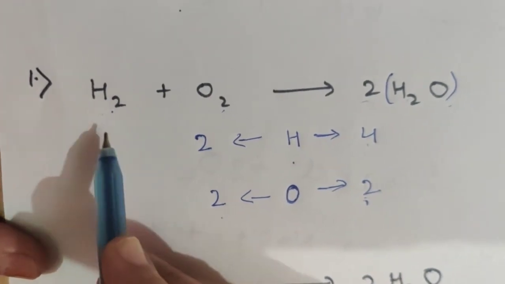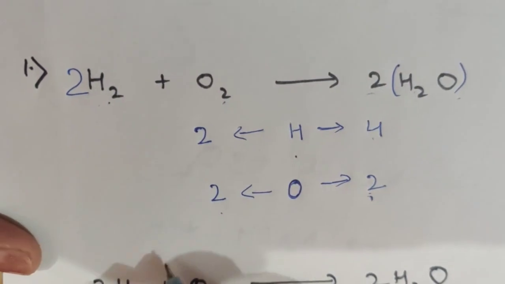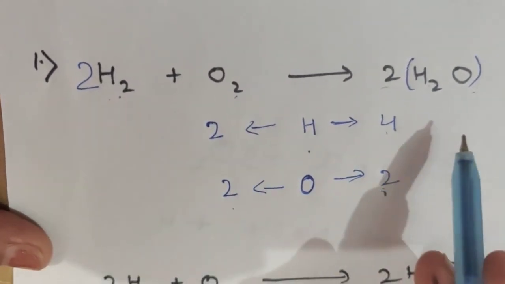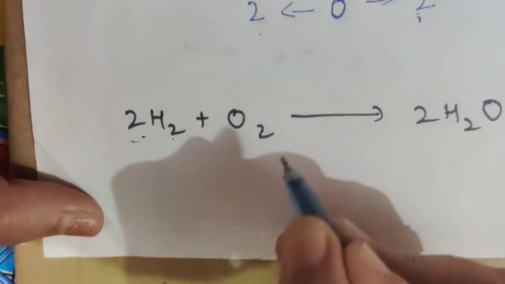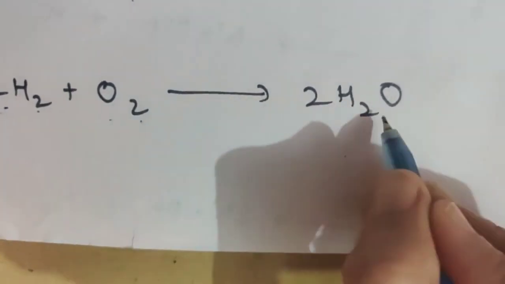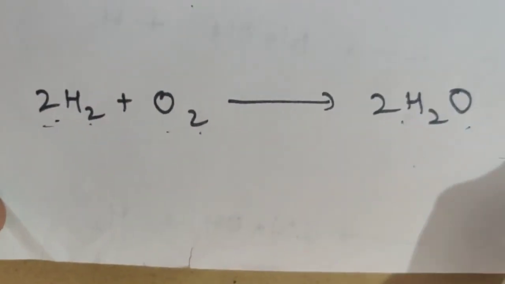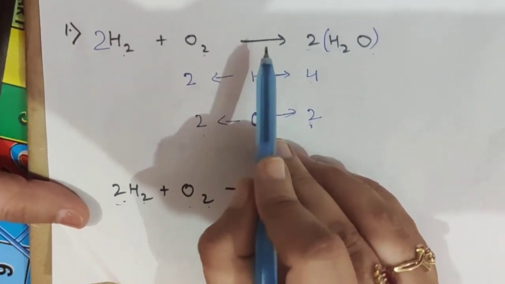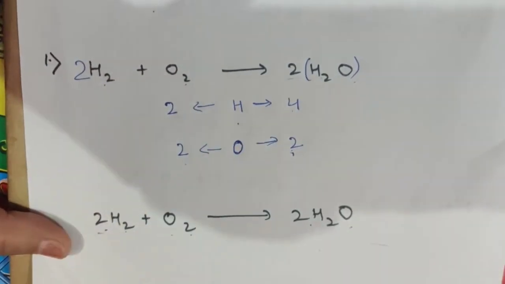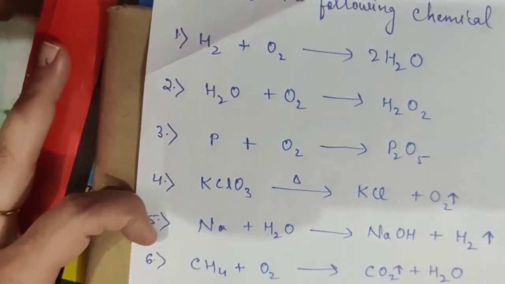So how to balance it? Just substitute a 2 here. Now the equation is balanced. So the balanced chemical equation is 2H2 reacts with oxygen to produce 2H2O. This is the complete balanced equation, and in unbalanced state this equation will be known as skeleton equation or skeletal equation. Like these equations will be termed as skeletal equation.